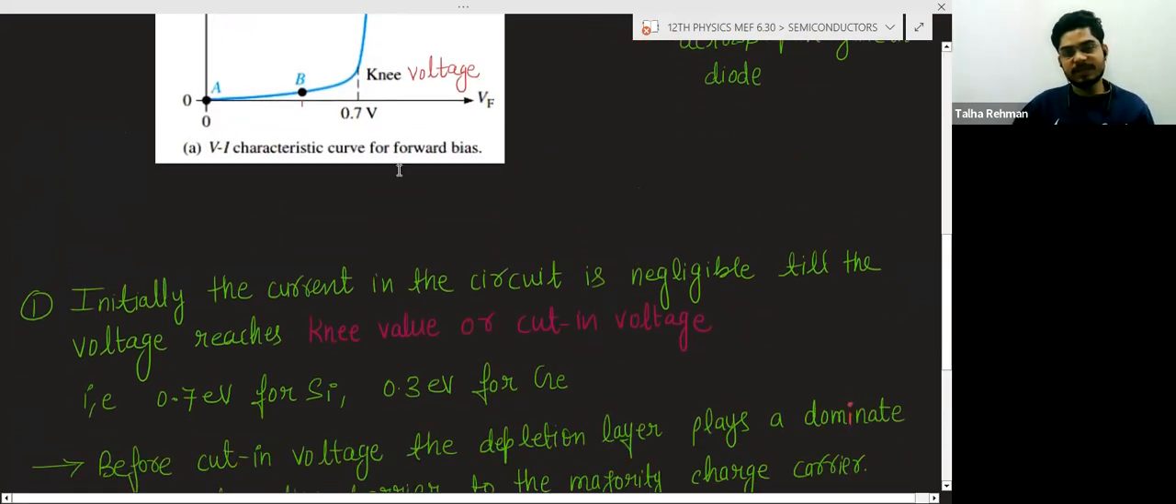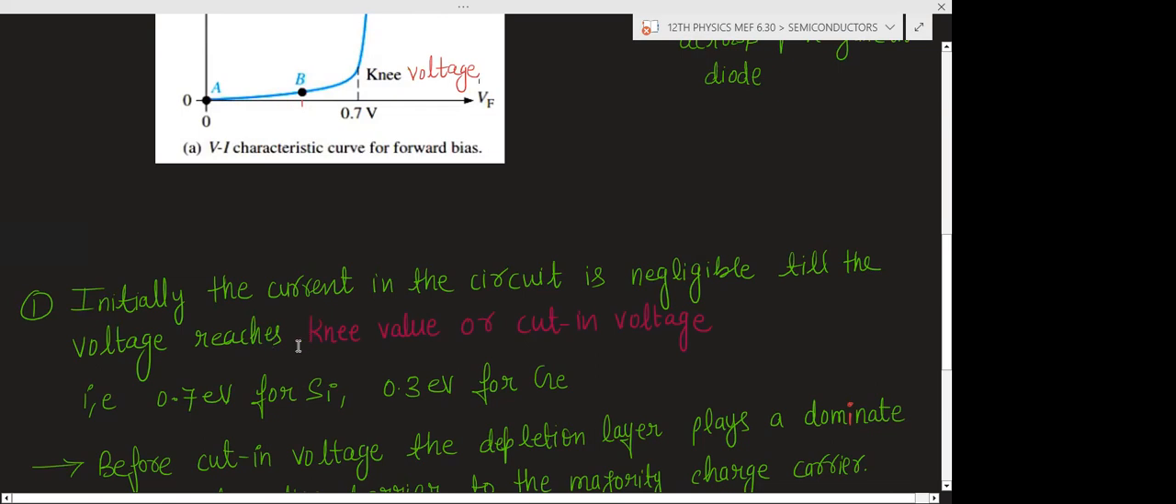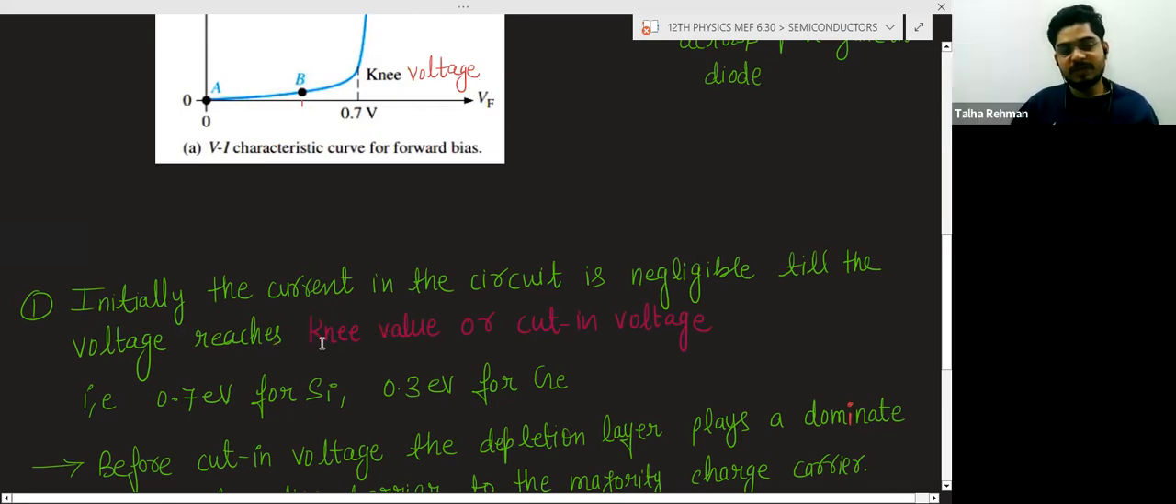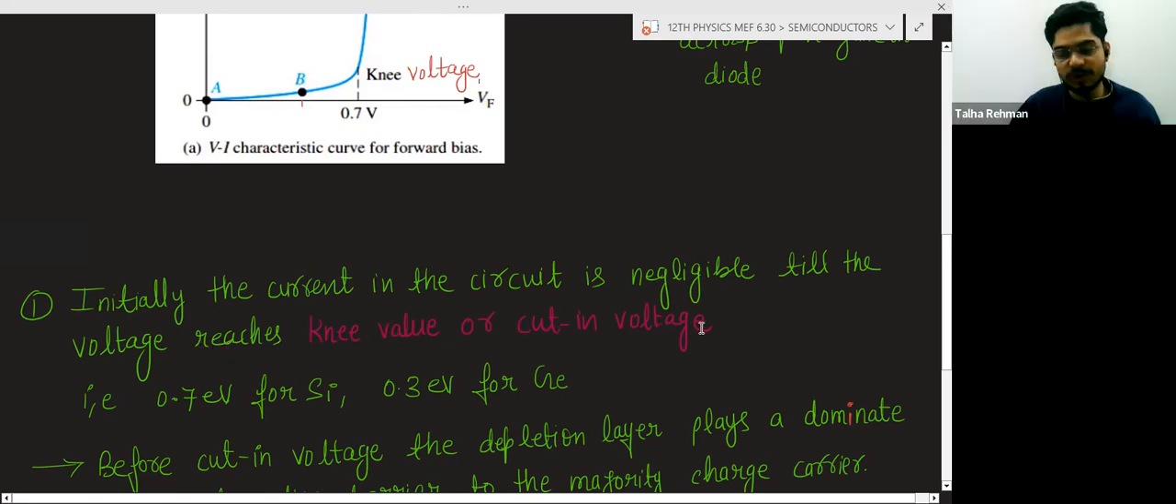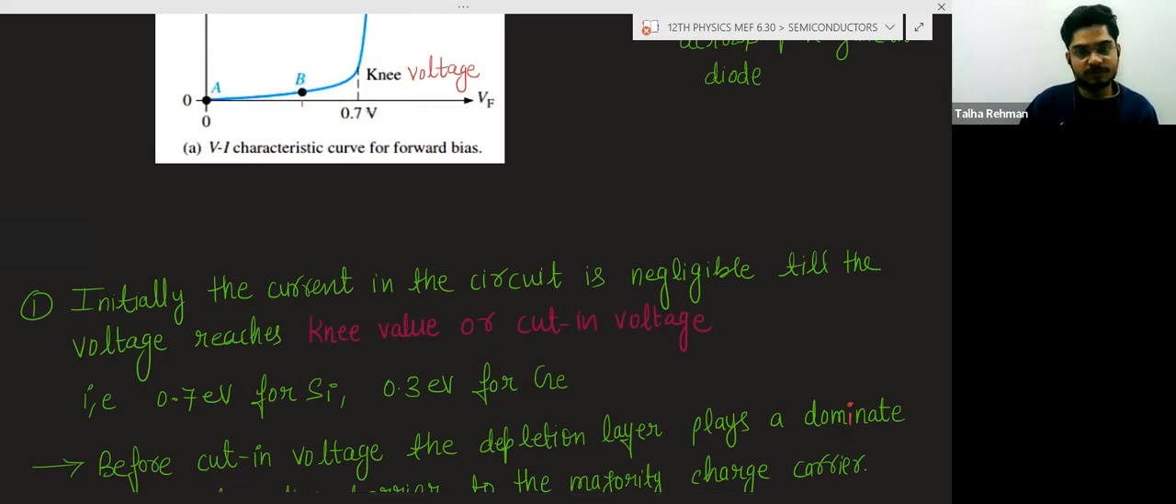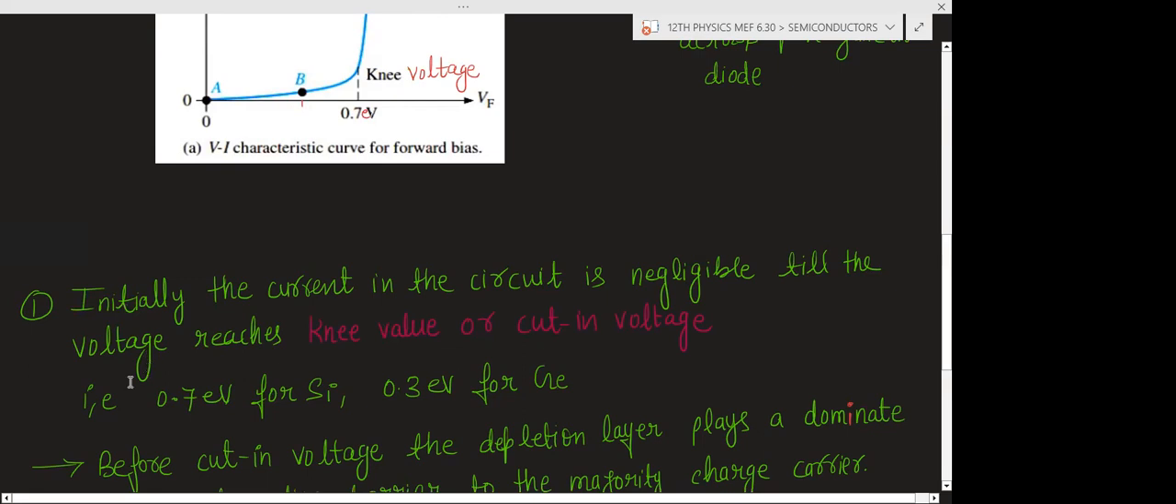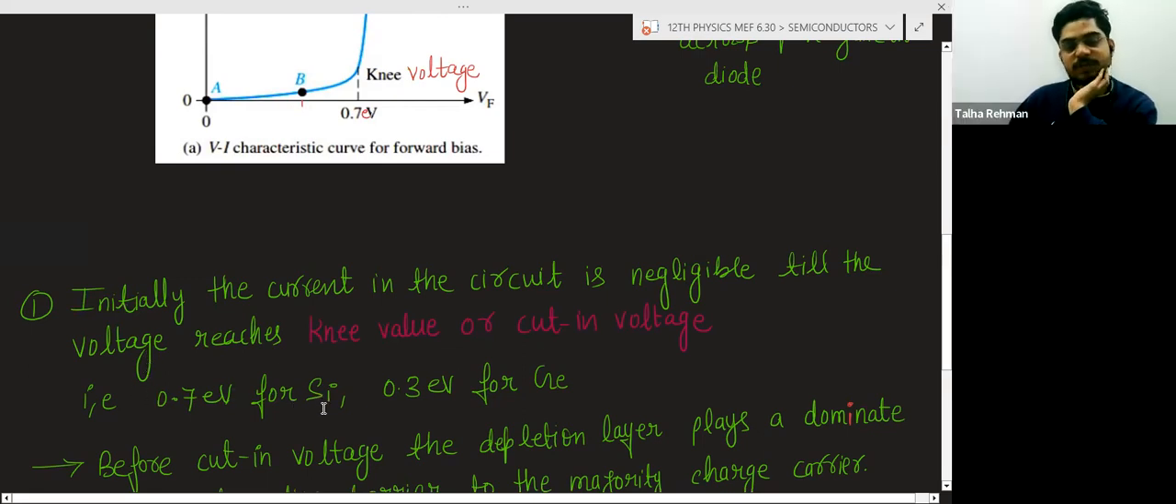Initially, the current in the circuit is negligible. See, from A to B and B to knee voltage, the current is less in the circuit, till the voltage across the PN junction diode reaches the knee value, which is also known as the cut-in voltage. This value is not volt, it will be electron volt. So this cut-in voltage or knee voltage for silicon is 0.7 electron volt. For germanium it is 0.3 electron volt.